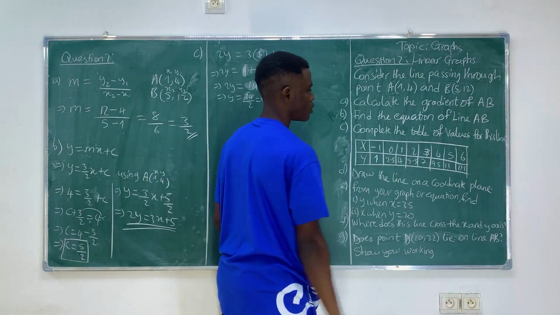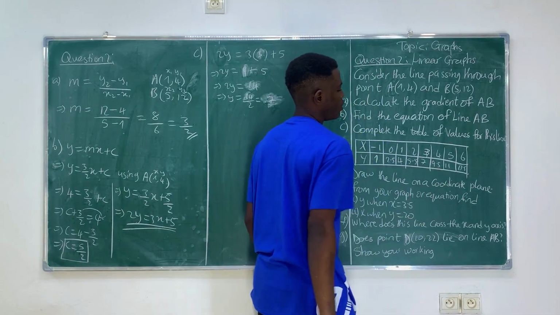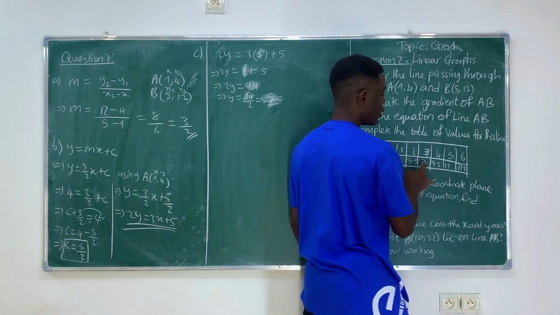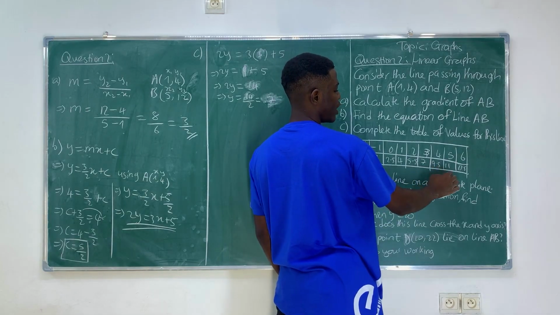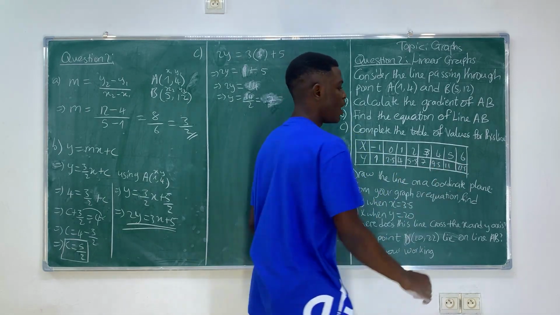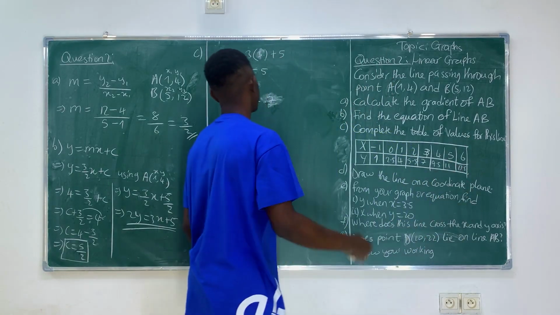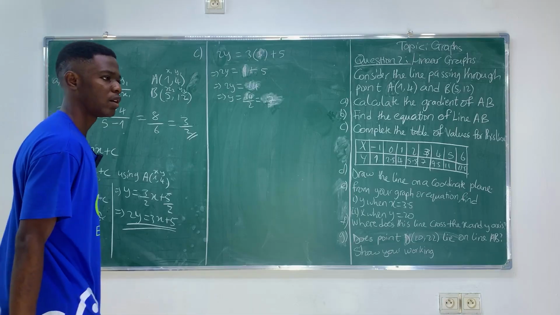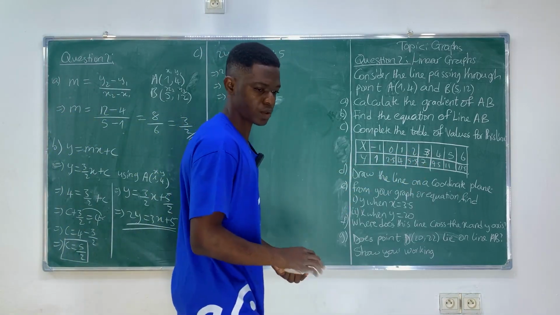You see, 7. If I add 1.5 to 7, I'll have 9.5. If I add 1.5 to 9.5, I'll have 11. If I add 1.5 to 11, I'll have 13.5. So those are all the values there. If you doubt, you can calculate by yourself and you'll see that those are the values.